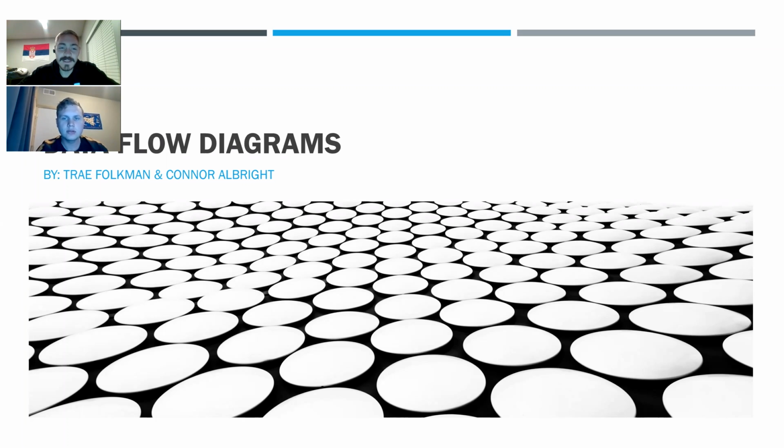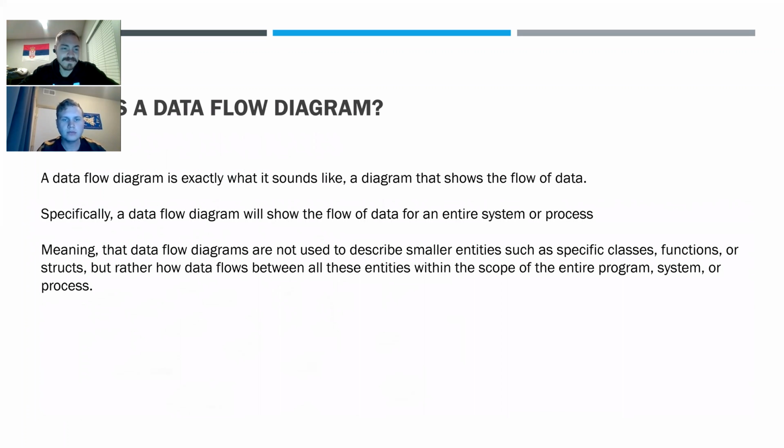And this is data flow diagrams. So, what is a data flow diagram? Well, basically, it is exactly what it sounds like. It's just a diagram depicting the flow of data through a system.